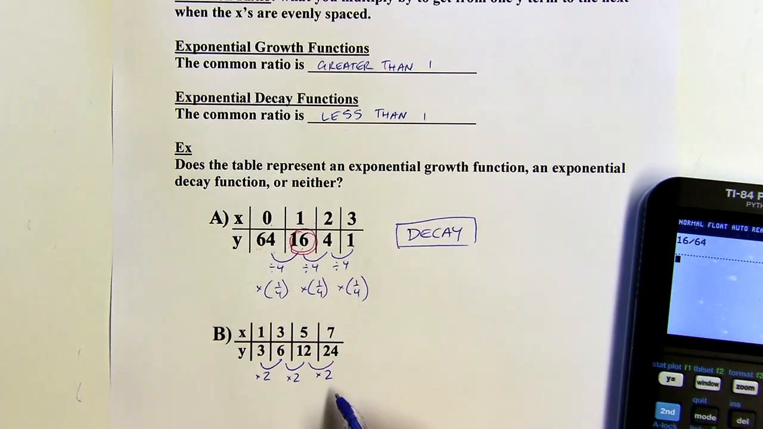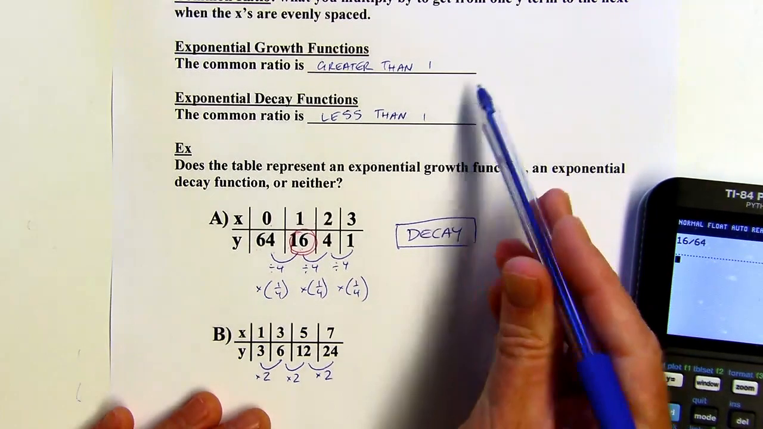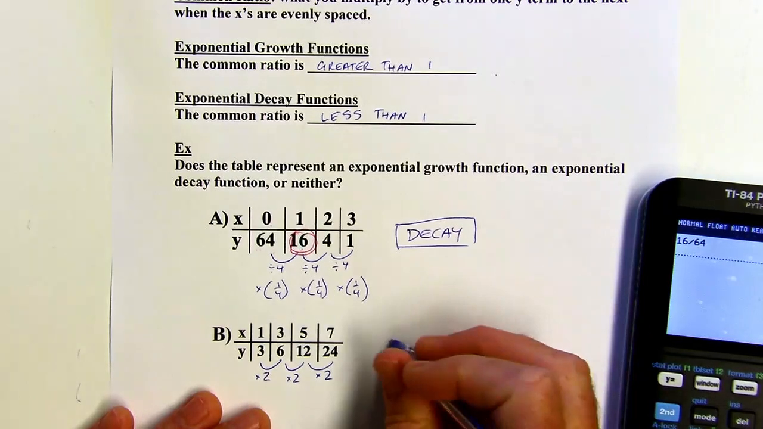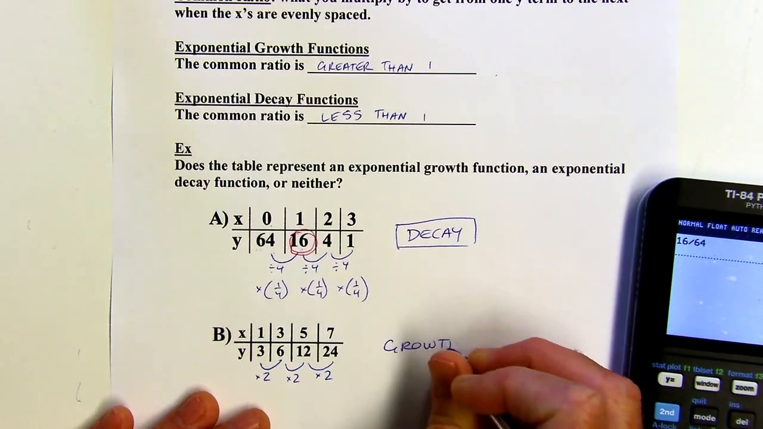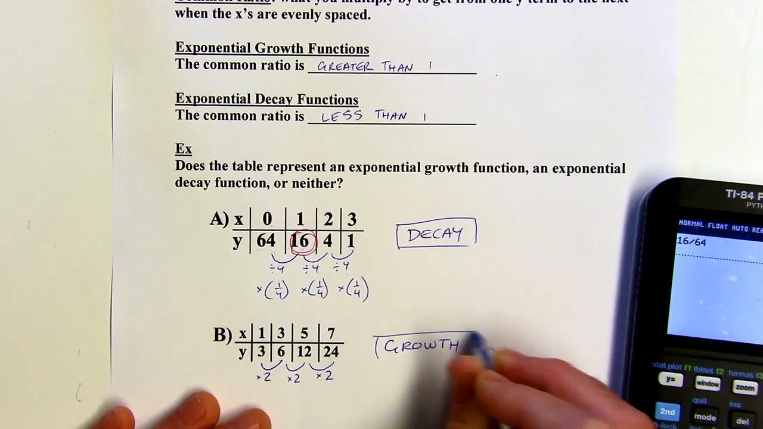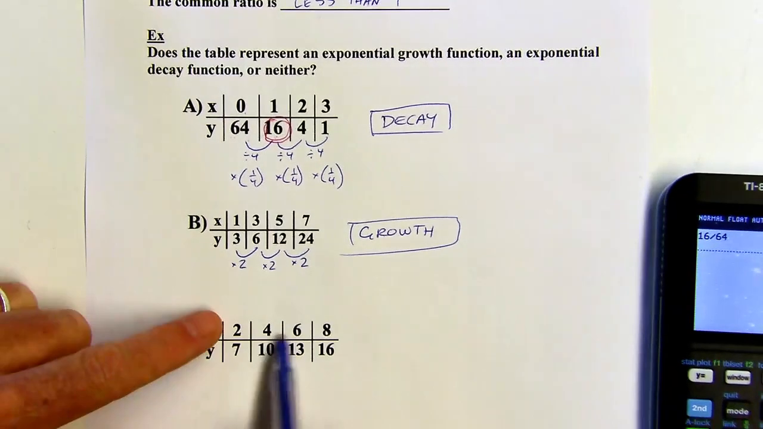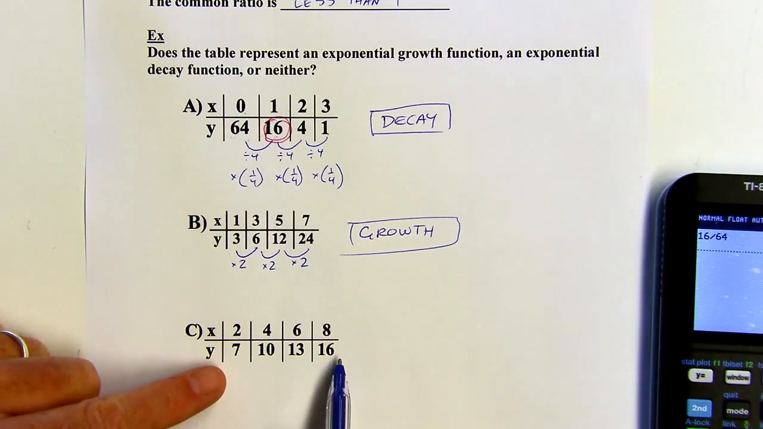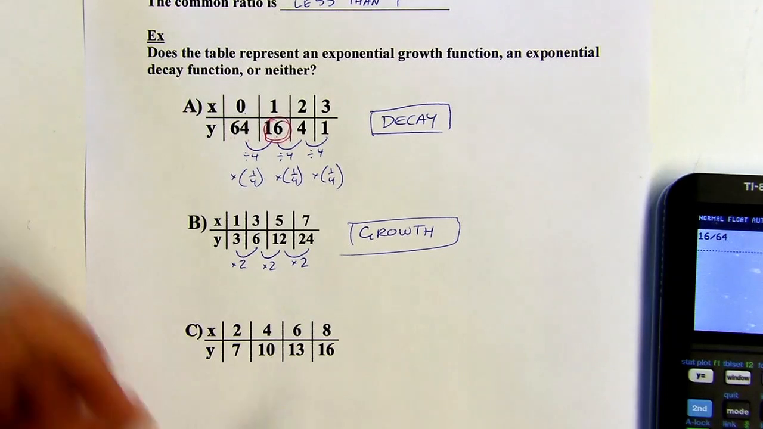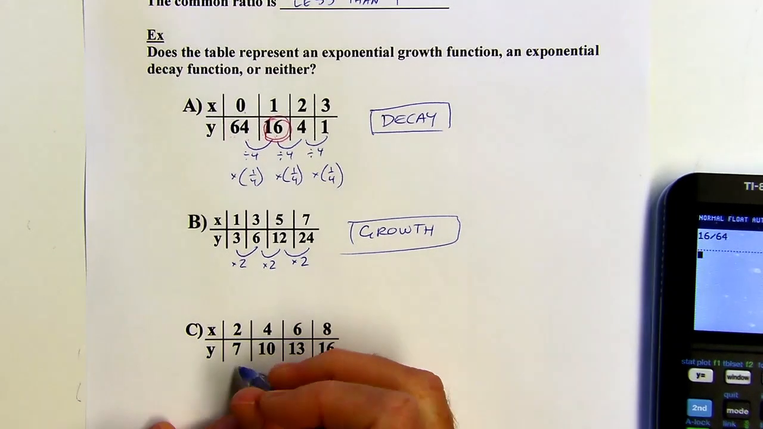So I do have a common ratio. That common ratio is greater than 1. So that means I do have growth here, an exponential growth function. Okay. On part C, I'm looking, hey, these are getting bigger and these are getting bigger too. So I'm thinking maybe growth. It's definitely not decay. But let's check for a common ratio.